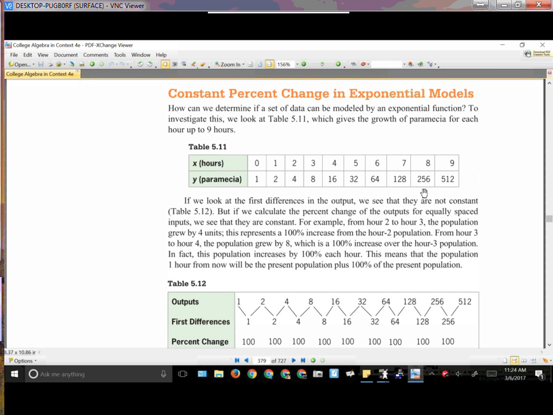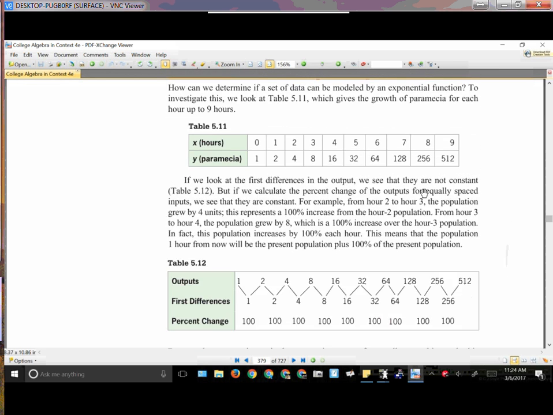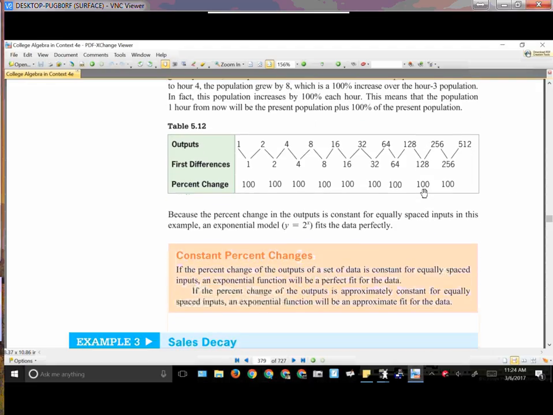Now, determining which one we should use for it. We've kind of talked about this in the past, about looking at the differences and what's going on here. So, what it says here is if we have percent change that is constant for equally spaced inputs, an exponential function will be fine.